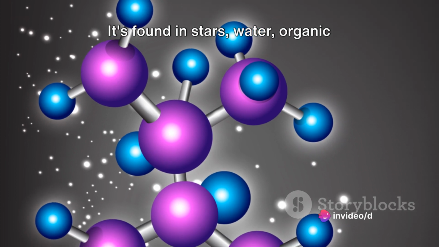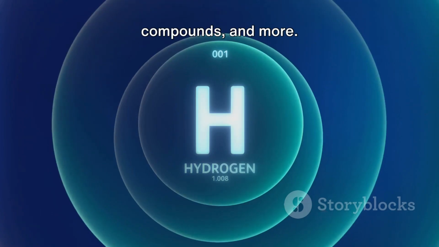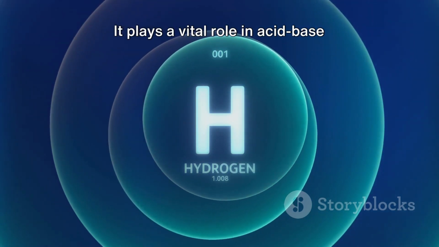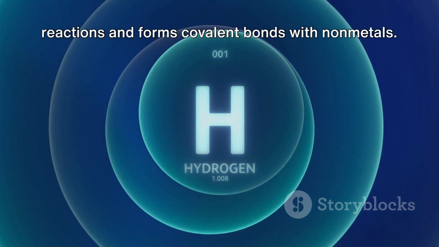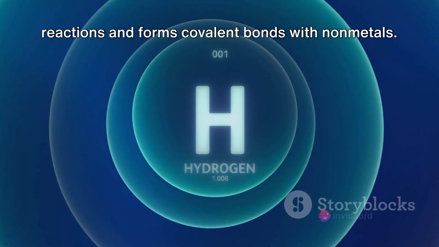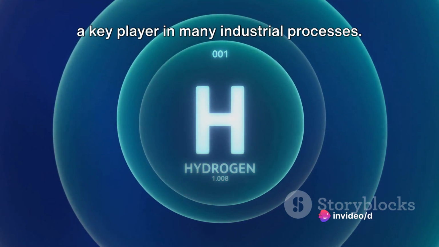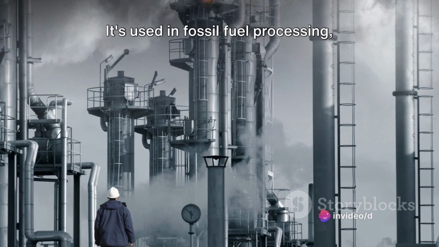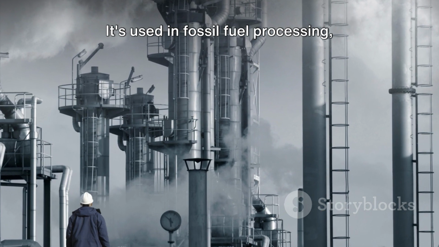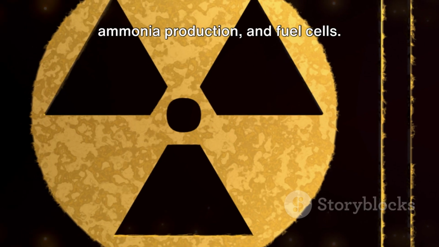It's found in stars, water, organic compounds, and more. It plays a vital role in acid-base reactions and forms covalent bonds with non-metals. Its simplicity and abundance make protium a key player in many industrial processes. It's used in fossil fuel processing, ammonia production, and fuel cells.